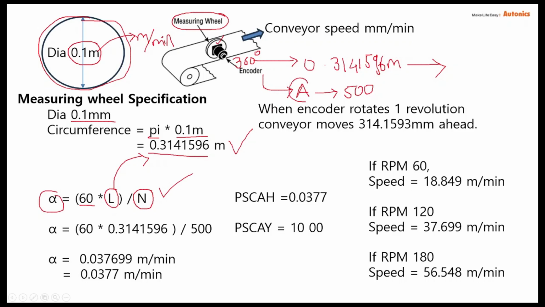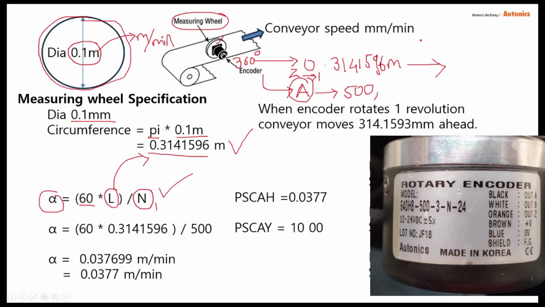Or instead of A, say if you are connecting Z pulse, in that case we receive 1 pulse per rotation, so N will be 1. In our case, the meter that we are using is E48 500 3N24. That means our meter has 500 PPR and I'm going to use A pulse, because of which at N I am using 500 for the calculation.